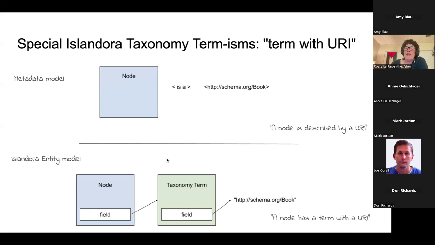But how we do this in Islandora is with an intermediate taxonomy term. So our node has a field which points to a taxonomy term, which itself has a field that points to the string schema.org/book. And so when we have things this way, we say a node has a term with a URI.